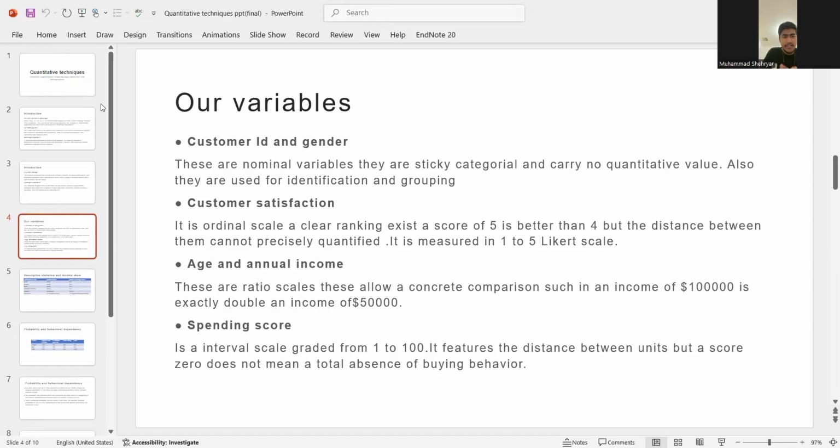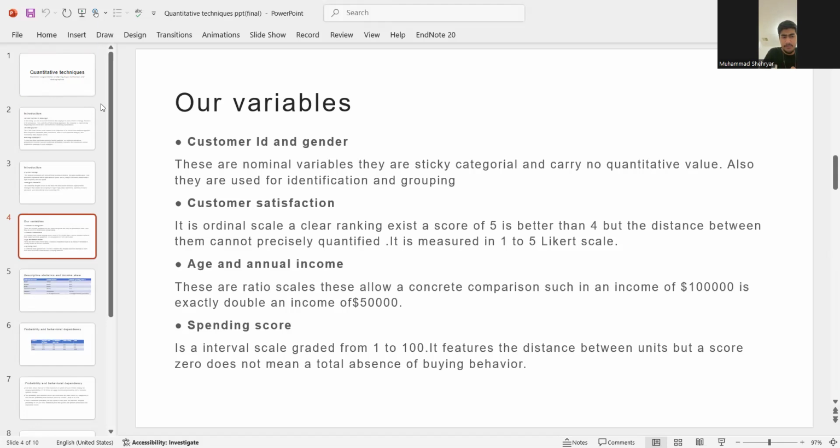Customer ID and gender are nominal variables. They are strictly categorical and carry no quantitative value. They are used for identification and grouping. Customer satisfaction is an ordinal scale. A clear ranking exists: a score of 5 is better than 4, but the distance between them cannot be quantified. It was measured on a 1 to 5 Likert scale.